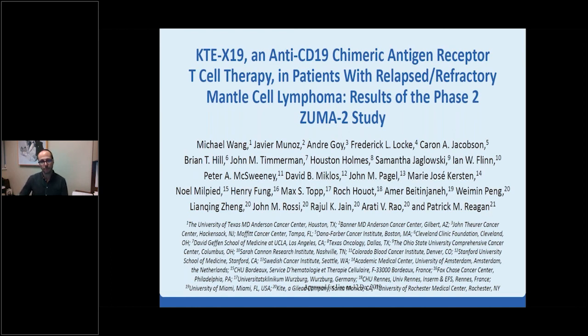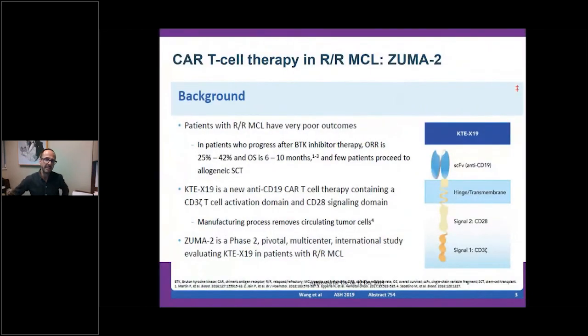So this is the ZUMA-2 trial, which has been presented in the past and has been published. What this is looking at is creating or engineering T cells that are able to recognize lymphoma cells, and they come supercharged with a number of modifications to their T cell receptor that allows them to recognize and kill these cells very effectively.